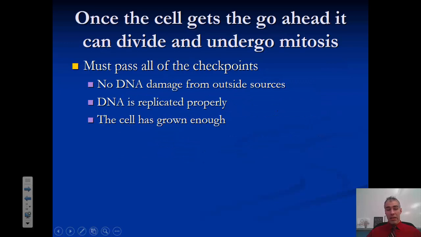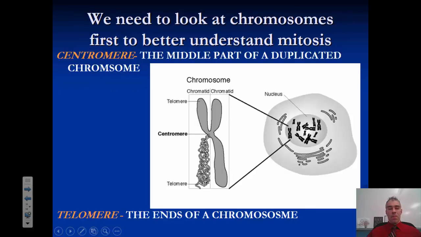So once the cell gets the go-ahead, it can undergo the process of mitosis. It must pass all the checkpoints. So that means it has no DNA damage, the DNA was replicated properly, and the cell has grown enough. But before we talk about that stuff, we have to look at chromosomes and understand chromosome structure.